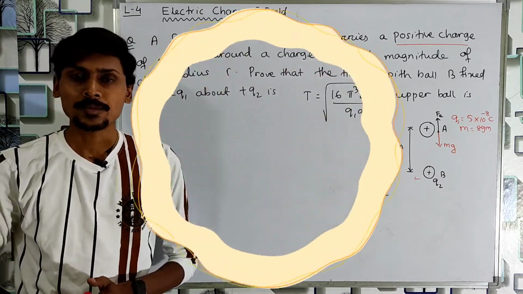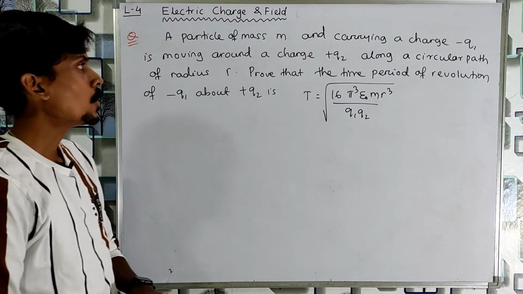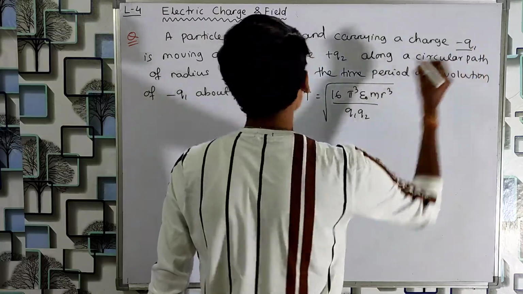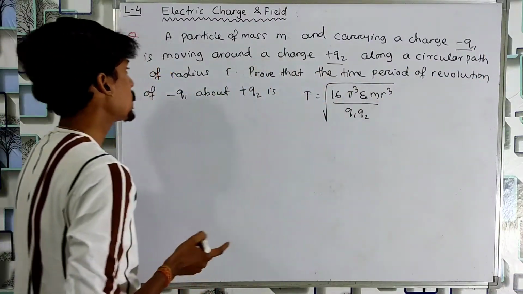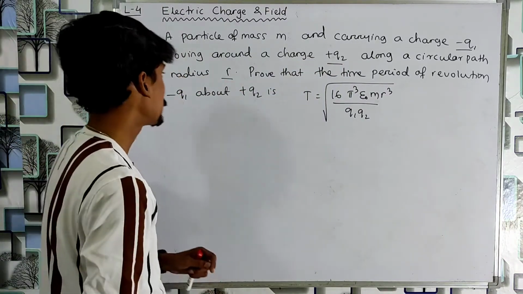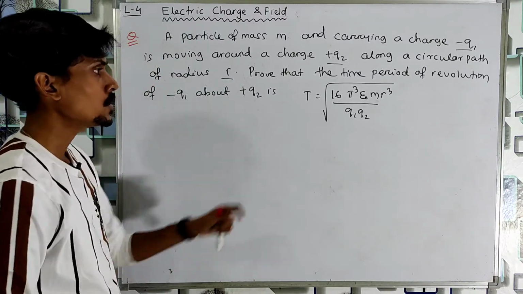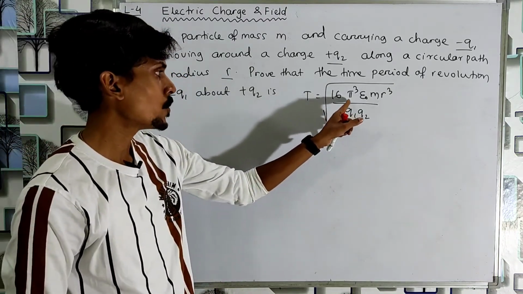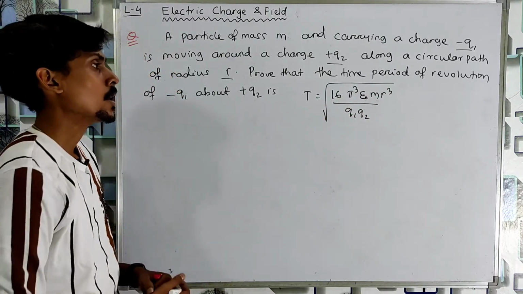So now we'll go to the next one. Now look at the next question. The question is, a particle of mass m and carrying a charge minus q1 is moving around a charge plus q2 along a circular path of radius r. Prove that the time period of revolution of minus q1 about plus q2 is given by T equal to square root of 16 pi cube epsilon naught m r cube divided by q1 into q2.